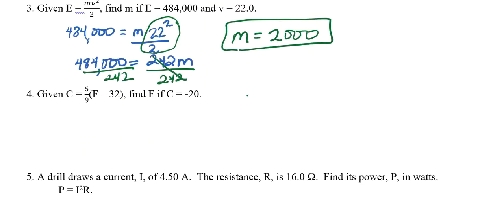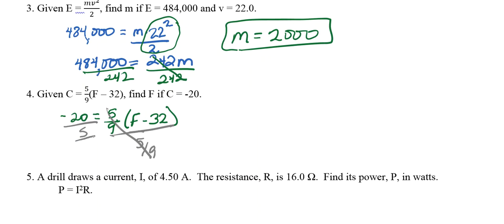So on number 4, if I plug negative 20 in for C and solve for F, negative 20 equals 5/9 times F minus 32. Many of you probably will look at this and think that you should distribute first, and you can, there's nothing wrong with that. I actually would like to move the 5/9 first, so I can divide by a fraction. I do have a calculator that does fractions. If you don't, maybe you have one on your phone or on an app or on the computer.